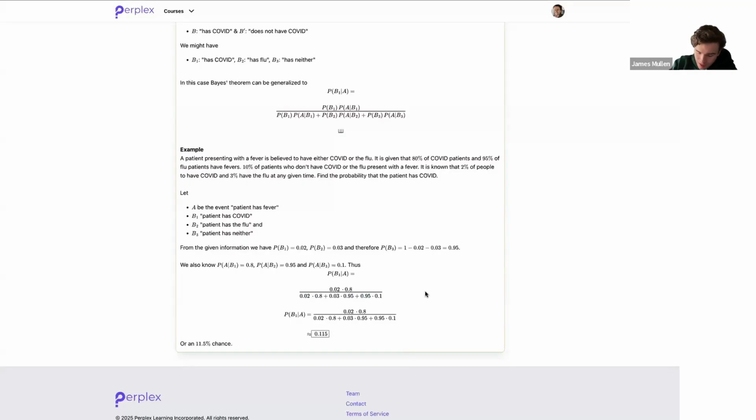Conceptually, this formula is basically just saying it's the same as P of A intersection B1 divided by P of A intersection B1 plus P of A intersection B2 plus P of A intersection B3. And I'm a little bit out of space there. But what this is saying is that I just take, in the numerator, the combination, the intersection of both things that I'm interested about, divided by all the different ways I could have had a fever. So I could have a fever with COVID, with the flu, or with nothing, and I add all those cases up, and that is my denominator.